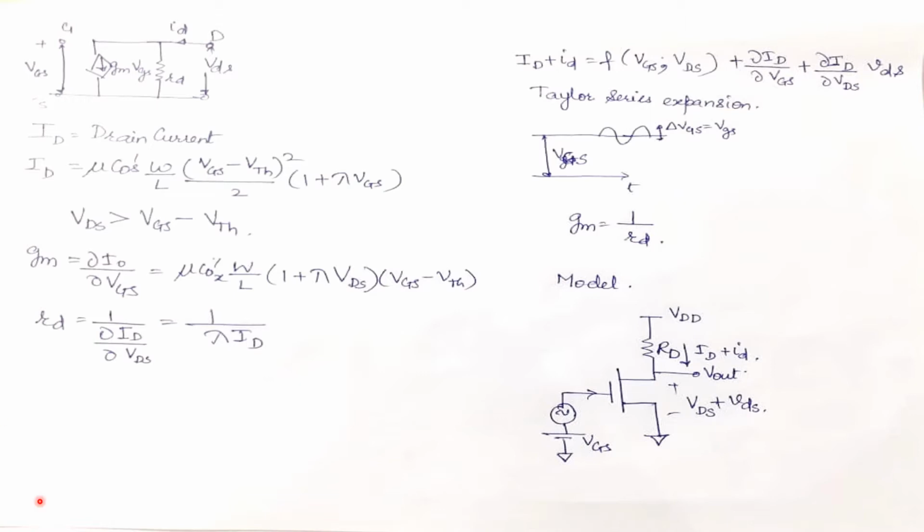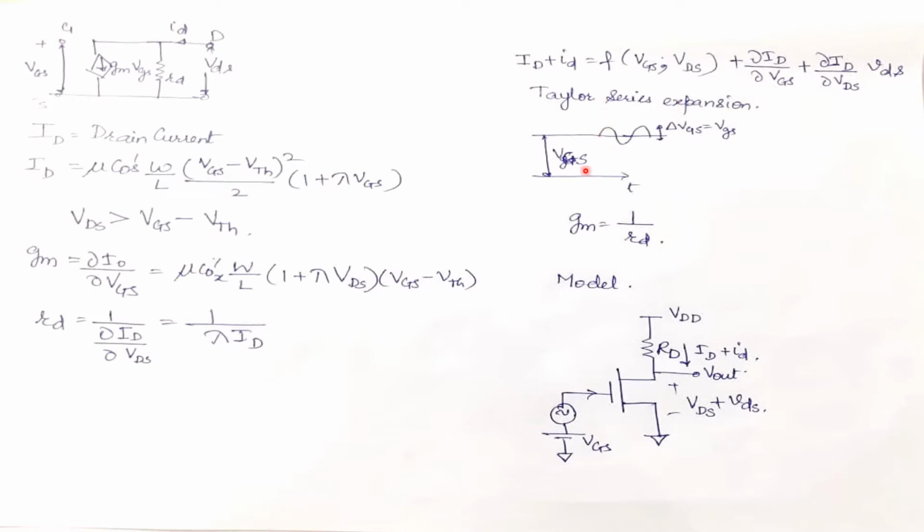Transconductance GM will be obtained by taking the differential of the drain current with reference to the gate to source voltage. Differentiating the above relation of ID, we get mu times C0x W by L into 1 plus lambda VDS into VGS minus VTH. The drain resistance is 1 upon delta ID upon delta VDS, which is equal to 1 upon lambda into ID.